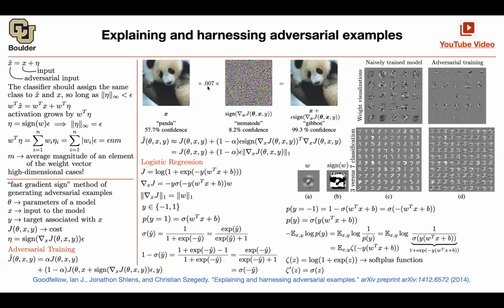So there's a trade-off here. If epsilon is too big, the one who is trying to defend against it might be able to notice that there is something different about this image. So there is a trade-off. It shouldn't be too big, it shouldn't be too small.